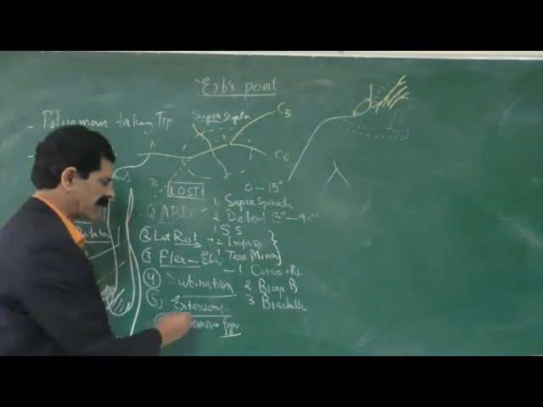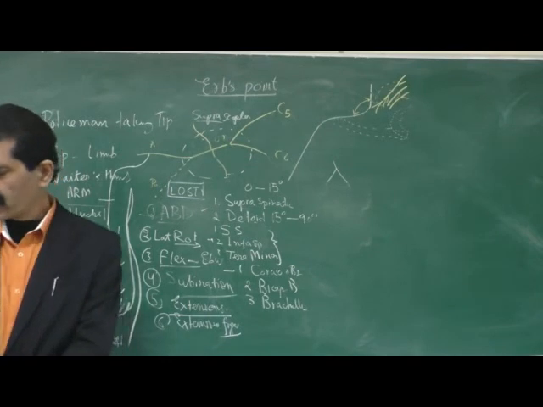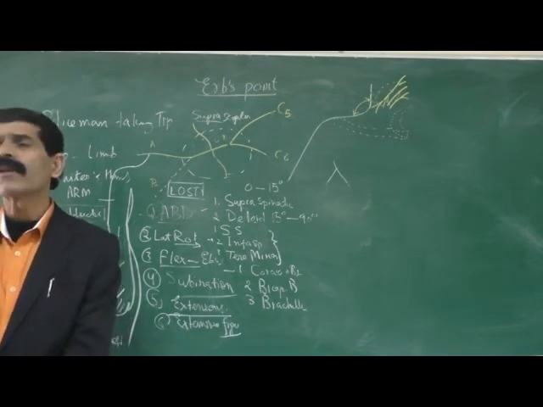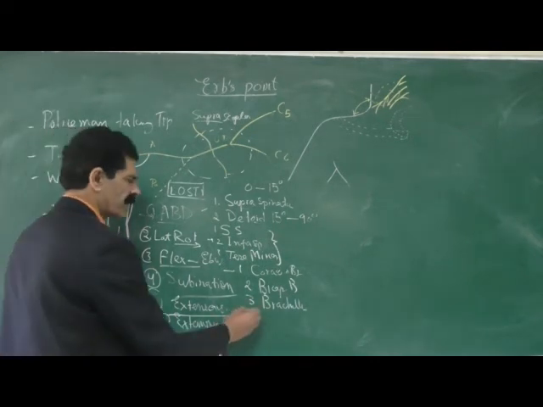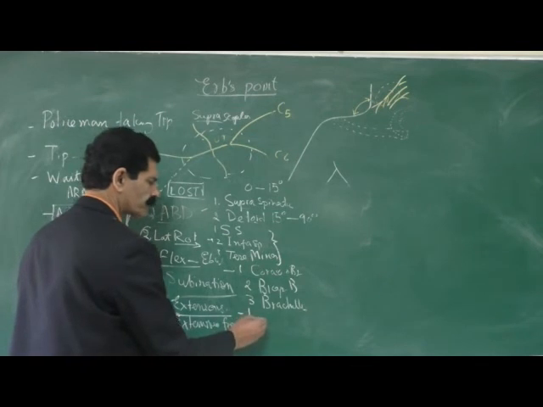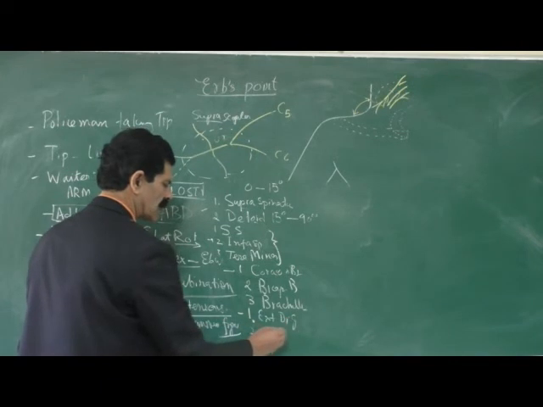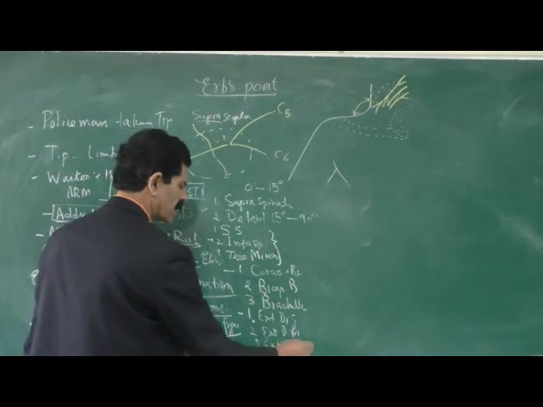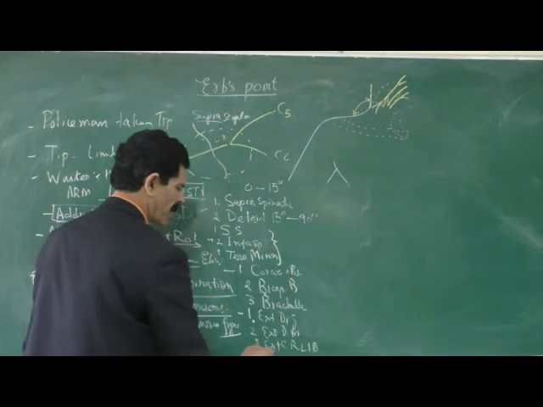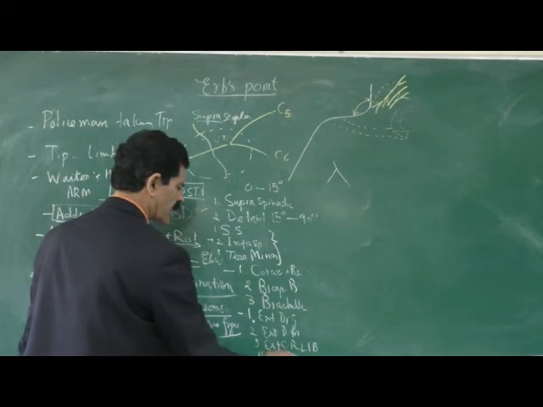Then extensors. So the wrist joint is semi-flexed. Why semi-flexed? Because extensors are not working. And what are the names of the extensor muscles we have done? The names of these muscles are extensor digitorum, extensor digiti minimi, extensor carpi radialis longus and brevis, and extensor pollicis longus.